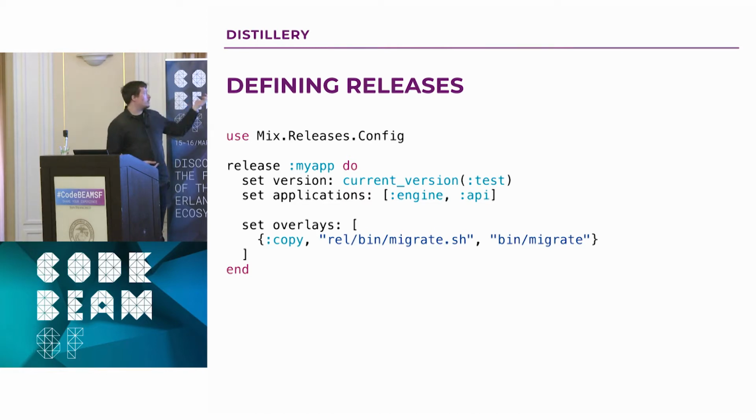A couple of examples of doing extra configuration here, a view of what the overlays look like. In this case, I'm saying I have this custom migration script that I want available as a custom command. So I'm going to dump that in the bin folder of the release. That current version macro is just a way to get the version out of the mix.exs file, because that's a really common need. But there's no reason why you couldn't pass in whatever version you wanted there as a string.